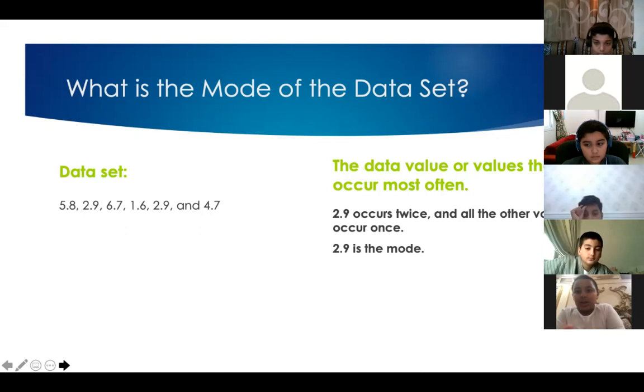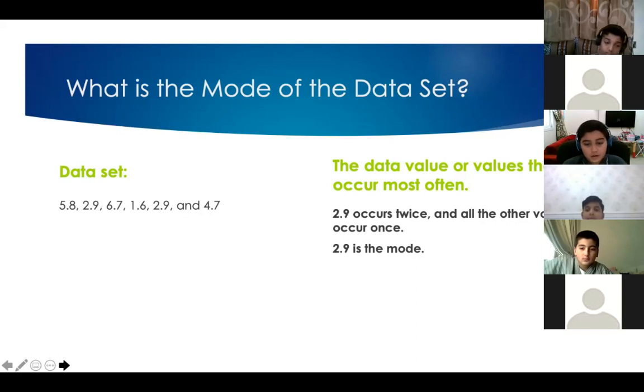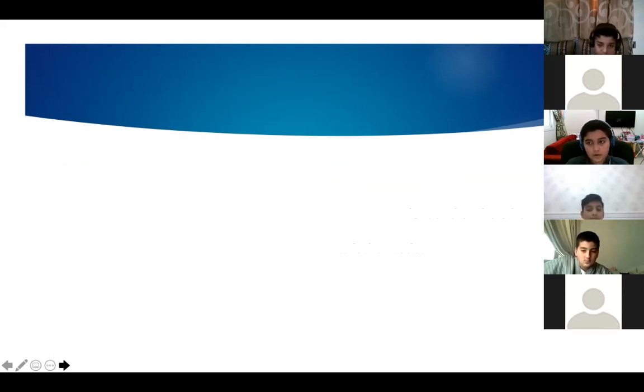Is it clear? Yes. So who can summarize for me what is the meaning of mode? The number repeated. Bravo. That is repeated the most. Maybe I have 5.8 2 times, but 2.9 7 times. So you take 2.9. Yes, exactly. Okay, is it clear?